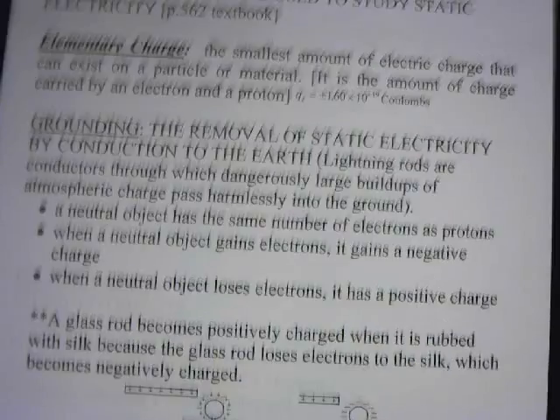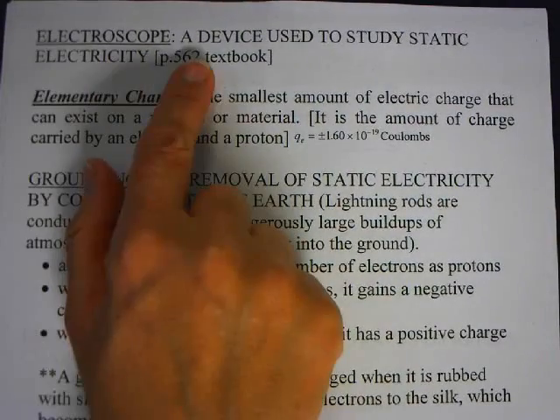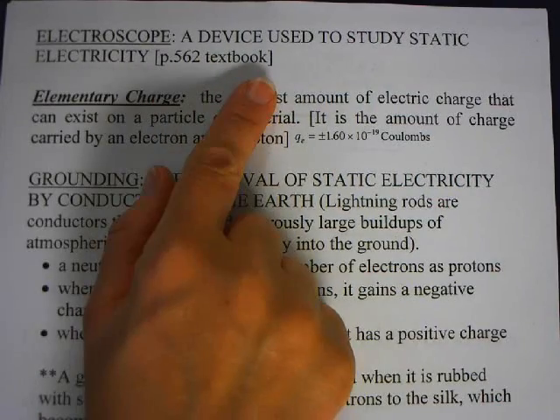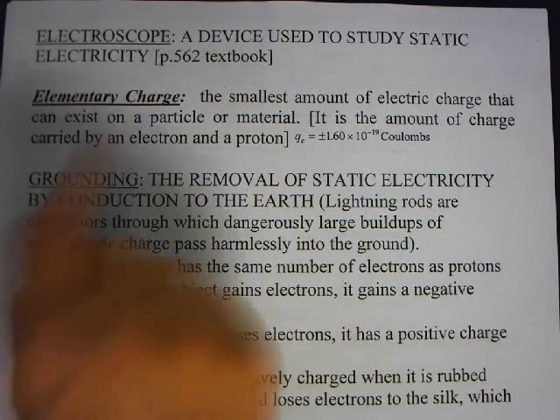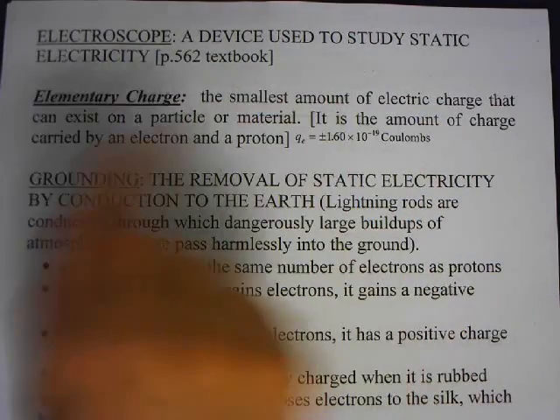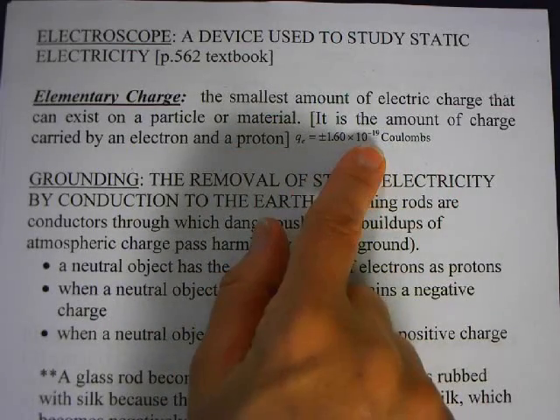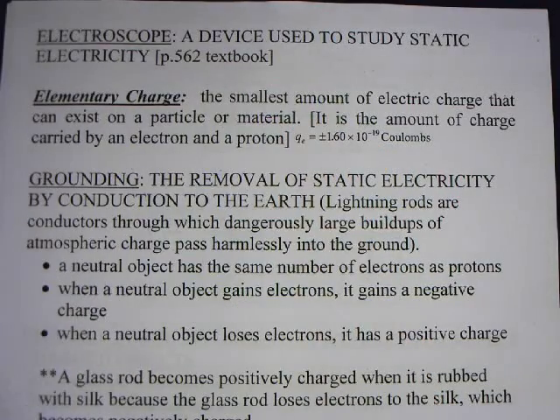The tool we're going to be using to study electricity is called an electroscope. Again, it's a device used to study static electricity. We know that the smallest electric charge that can exist is 1.6 times 10 to the negative 19 coulombs. If it's a proton, it's positive. If it's an electron, it's negative.